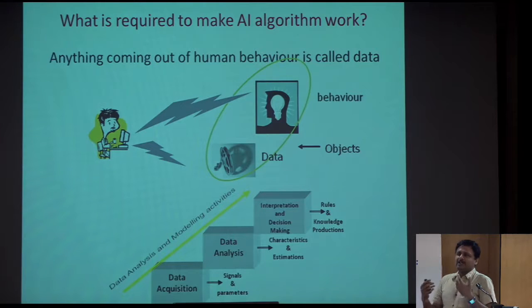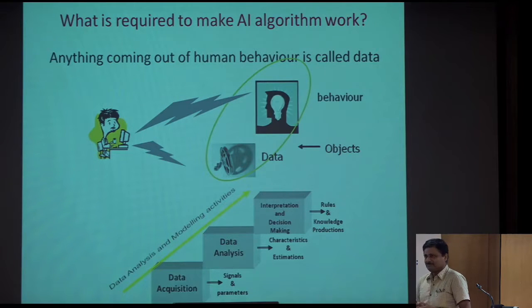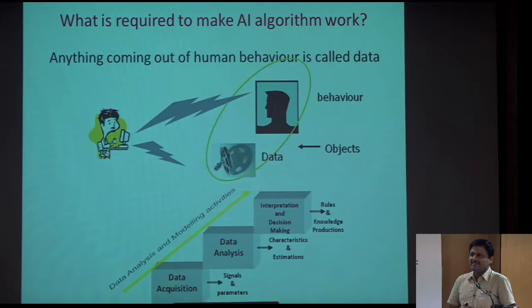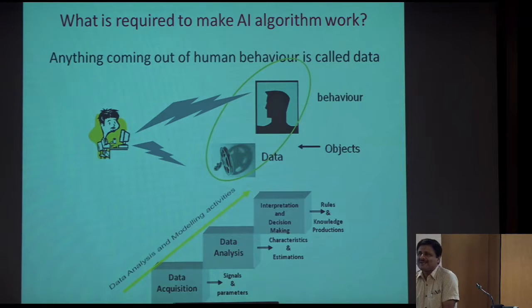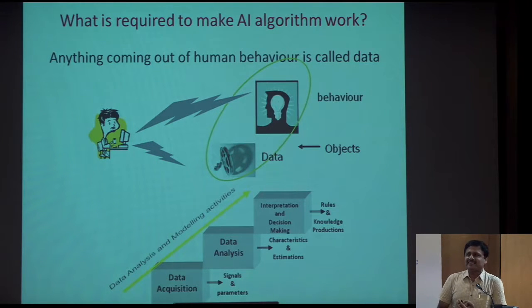Then, as also presented by our Honorable DG in the inaugural session, data is very important, and the quality of data plays a vital role, because if you have poor quality data and use that in artificial intelligence, it will be GIGO.